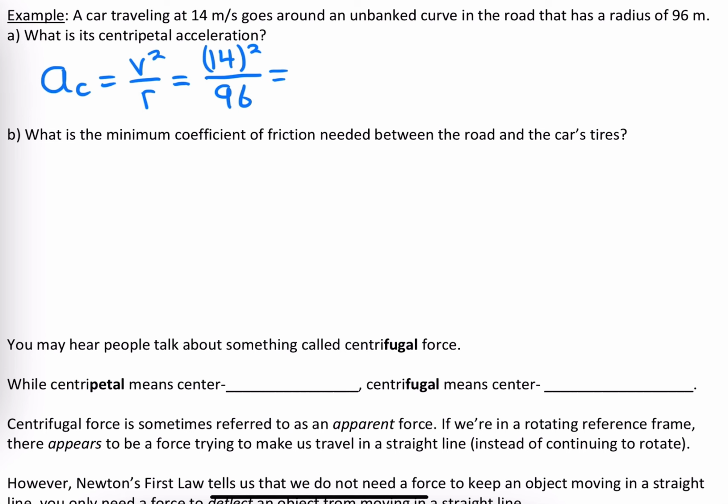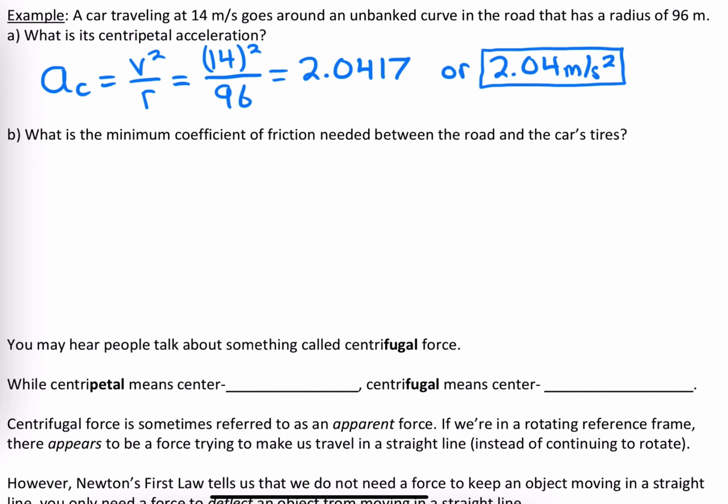So crunching those numbers gives me 2.0417, or rounding to 3 sig figs, 2.04 meters per second squared. That is the magnitude of my centripetal acceleration. Now, the direction, as always, because it's a centripetal acceleration, will be towards the center.